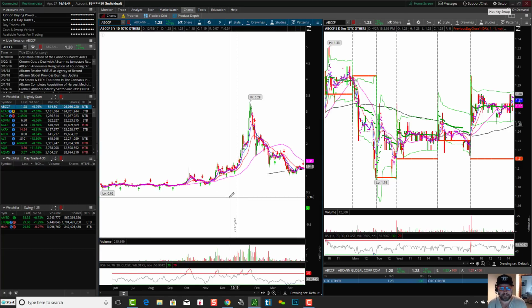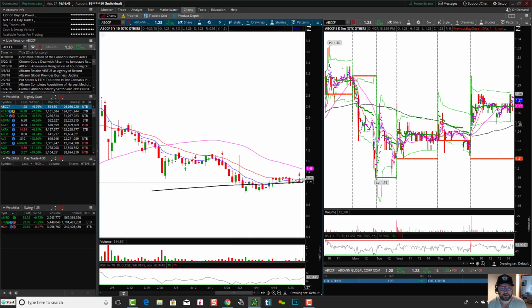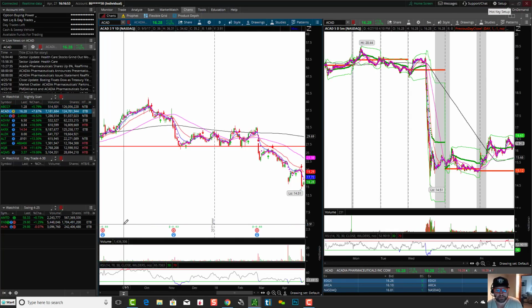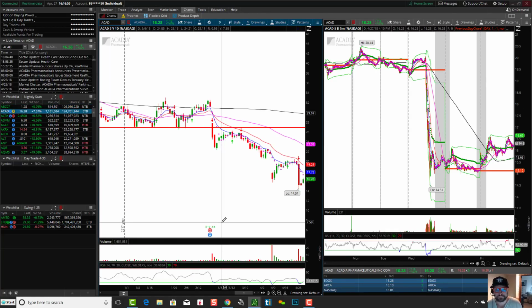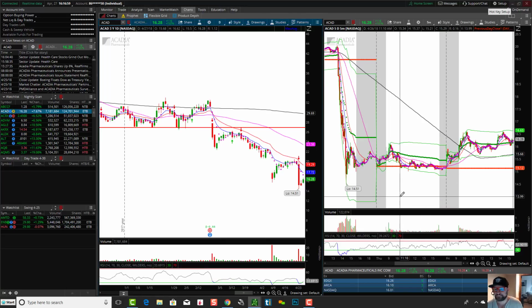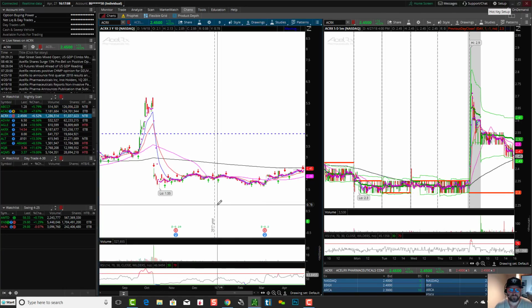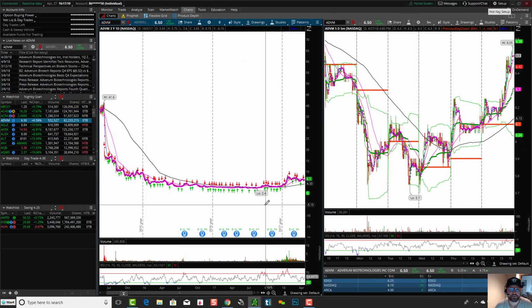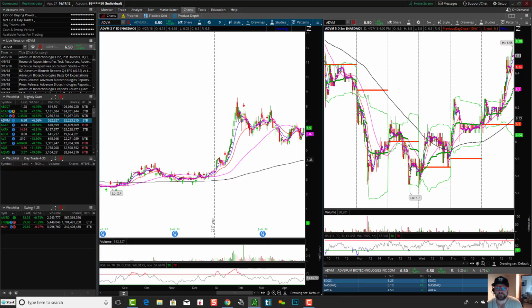ABCFF, don't like it. Right here, it's a little doji, kind of choppy over here, so I'm not really fond of that. ACAD, ACAD. Let's see. Kind of got a double top pattern there. Not really fond of that one. ACRX, nope. ADVM, possible.